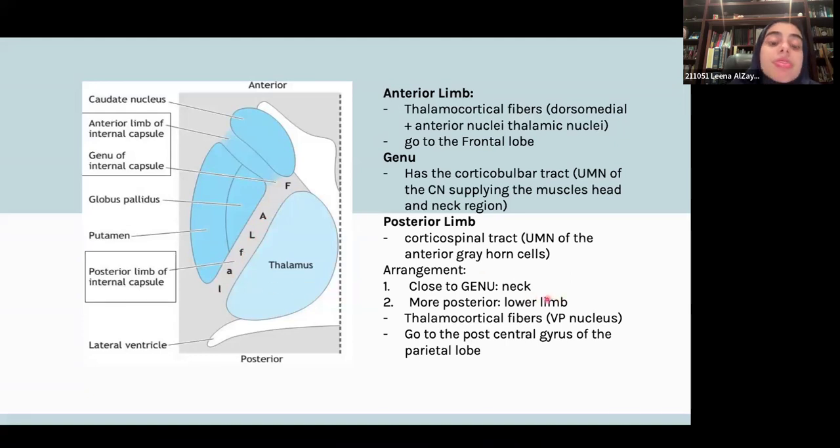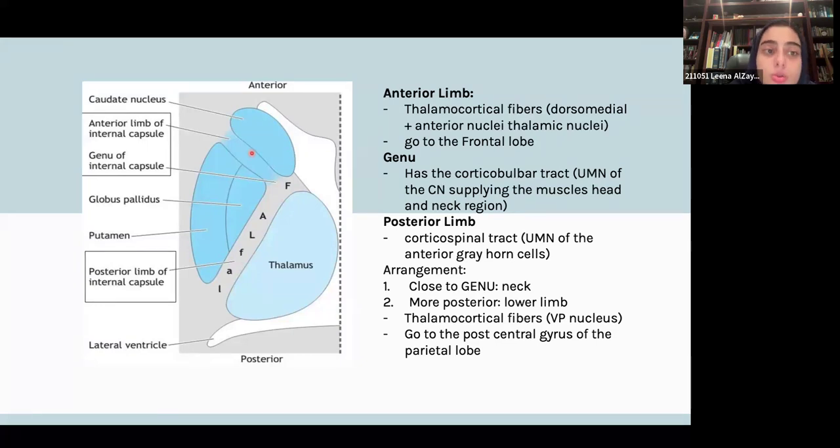Besides the corticospinal tract, it also carries another important tract, the thalamocortical fibers. So it's also sending information from the thalamus to the cortex. And it sends them to the postcentral gyrus of the parietal lobe.